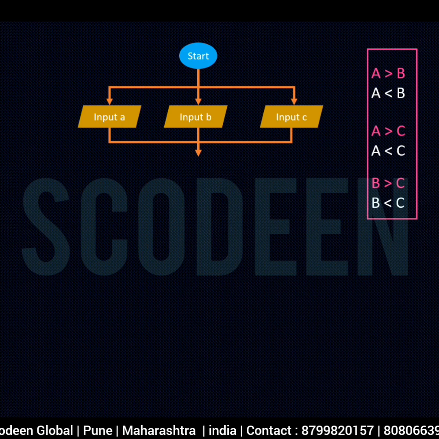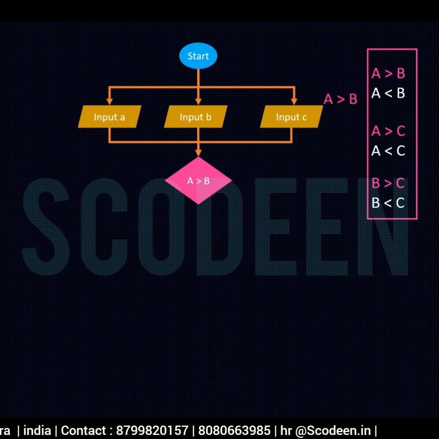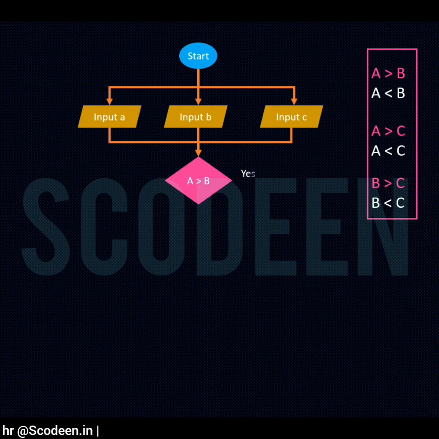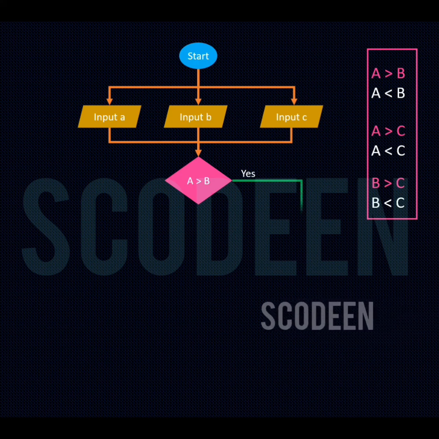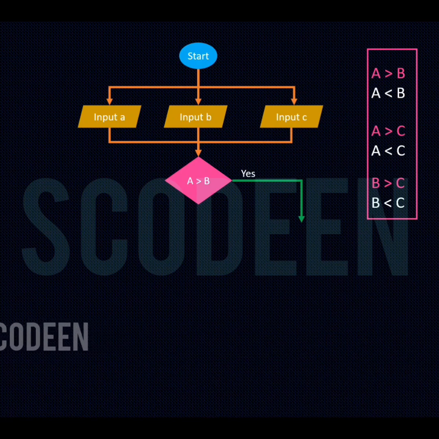So what is the logic here? A can be greater than B, A can be greater than C or B can be greater than C. So the first decision box is A is greater than B. So it can have two options. One is yes, one is no. So yes is the true condition. Let's explore the true condition flow.